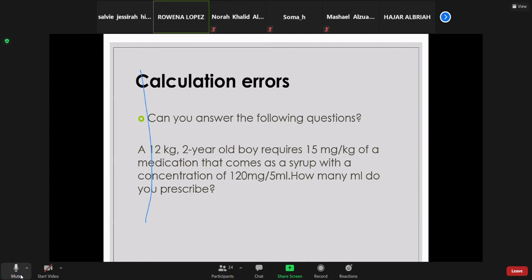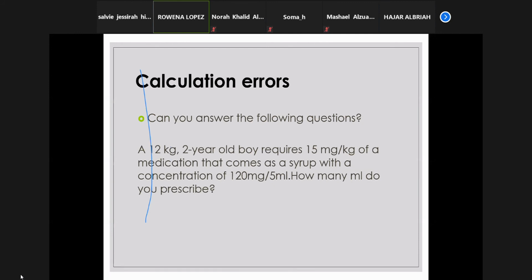Anyone who got the answer? Who's this? Salvi. So how did you get your answer? So we have a 2-year-old boy who requires 15 milligrams per kilogram of a medication that comes as syrup with a concentration of 120 milligrams per 5 ml. Okay, so what is your formula?